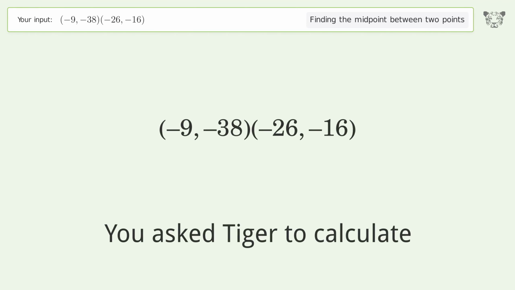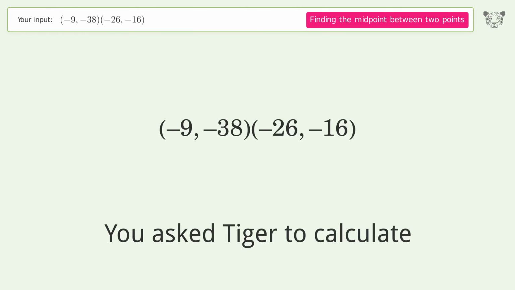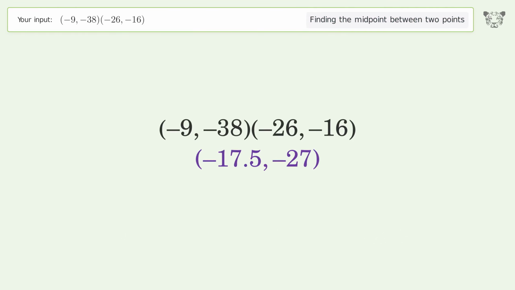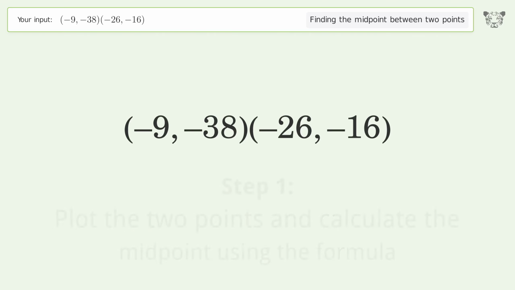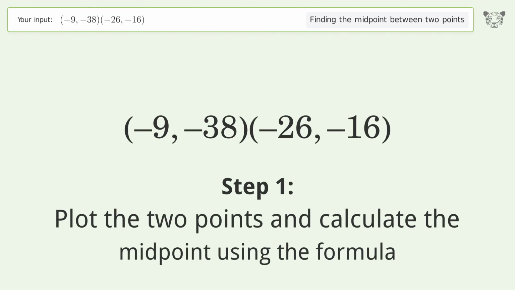You ask Tiger to calculate. This deals with finding the midpoint between 2 points. The midpoint between the 2 points is -17.5, -27. Let's solve it step by step. Plot the 2 points and calculate the midpoint using the formula.